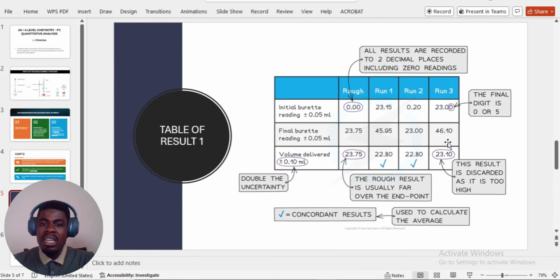With a rough titer also there, experiment 1 is there, experiment 2 is there, and experiment 3 is also there. You can see clearly that experiments 1 and 2 are concordant. You can see from my table the burette readings and the headings with their respective units; they are there. So these 2 are concordant. That is why we add those 2 values, then we divide by 2. 23.10 and 22.80 are not concordant. That is why we didn't choose experiment 3.